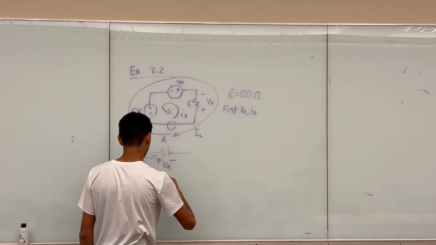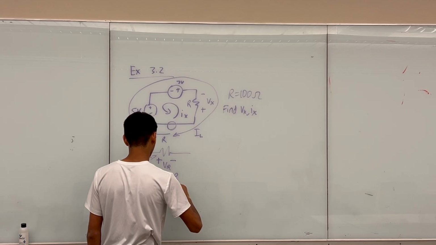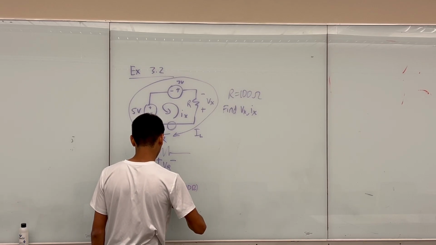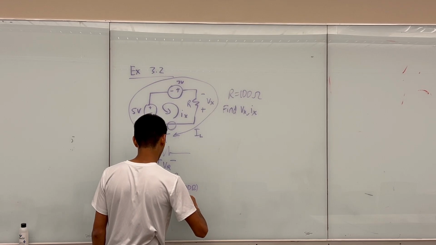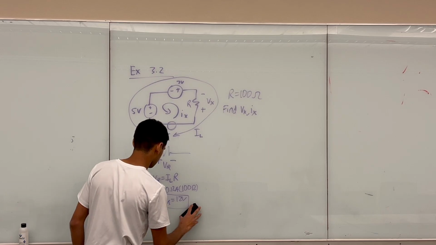So Vr equals IL times R. So that means Vr equals 0.12 amps times 100 ohms. So Vr equals 12 volts. I'm not going to circle that.